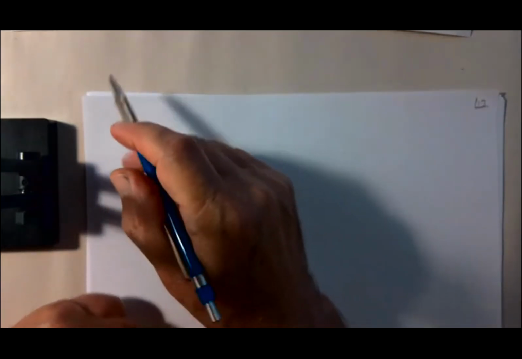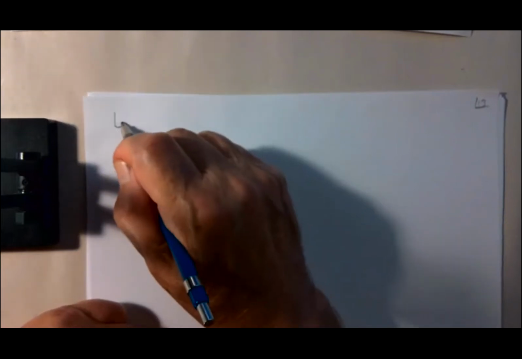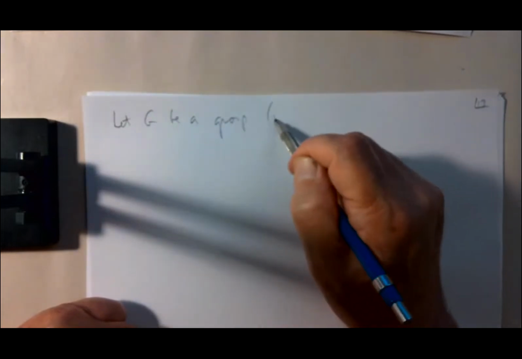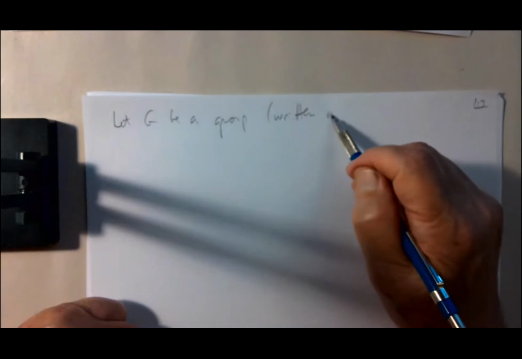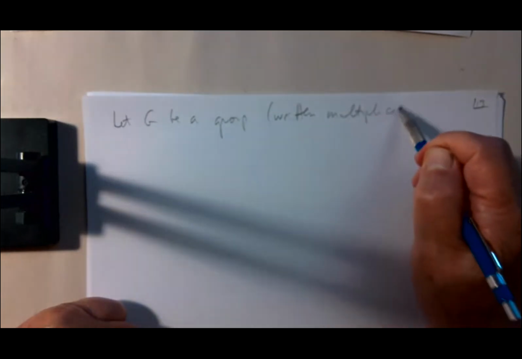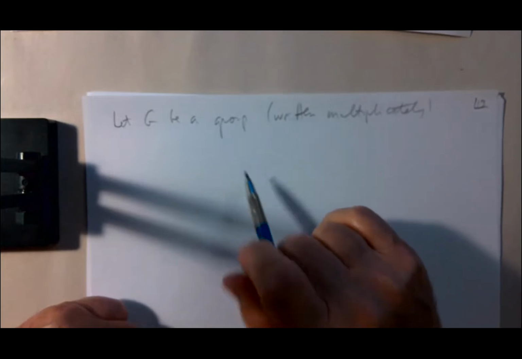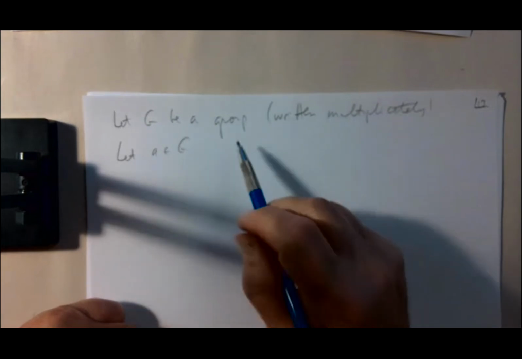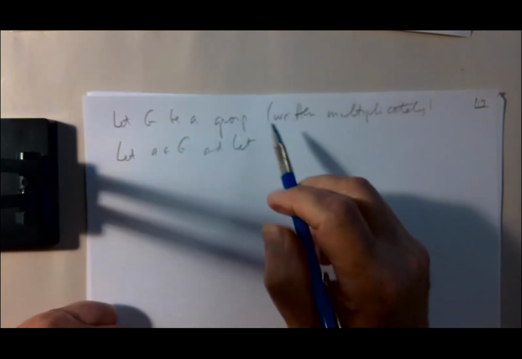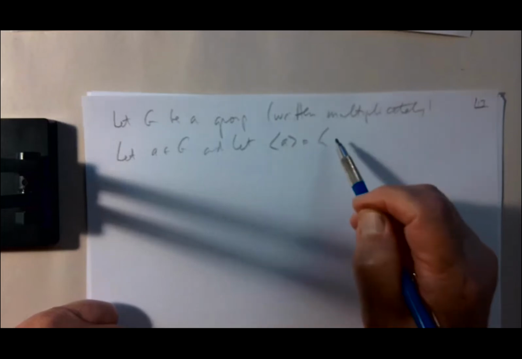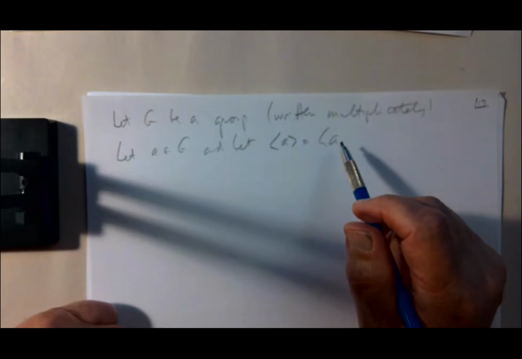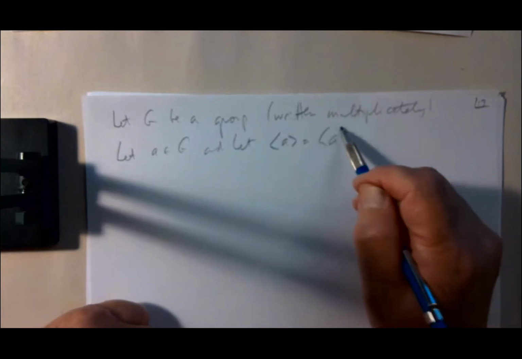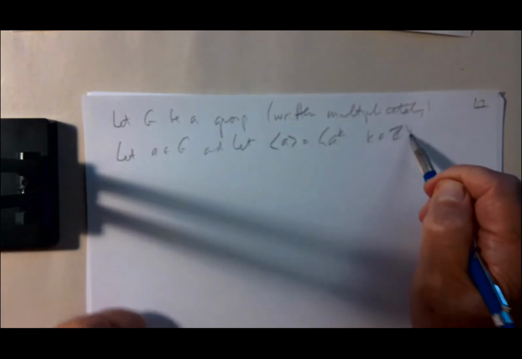Let's go back to our elementary bits of group theory. Let G be a group, and I always prefer to write groups multiplicatively, but I can use a plus sign in addition if I like. Let A be an element of G, and let, I'll write it A in brackets, be the set of all powers of A, A to the K, K in Z.